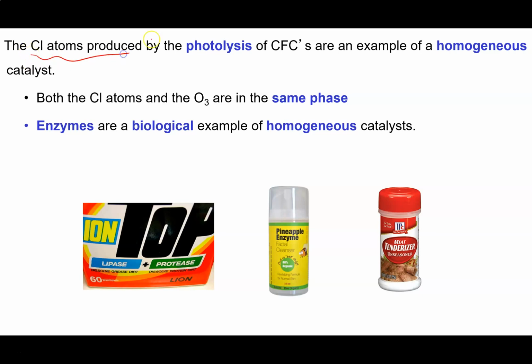So the chlorine atoms produced by the photolysis, or the photo breakdown, of CFCs are a classic example of homogeneous catalysis, where the catalyst and the things that they are reacting with are in the same phase. Another good example of homogeneous catalysts are enzymes. Enzymes are proteins that catalyze reactions, and they're going to be in the same phase as the reactants that they are interacting with.